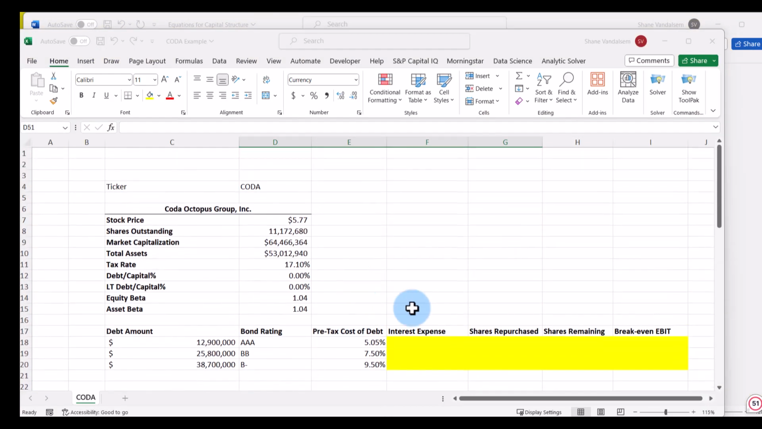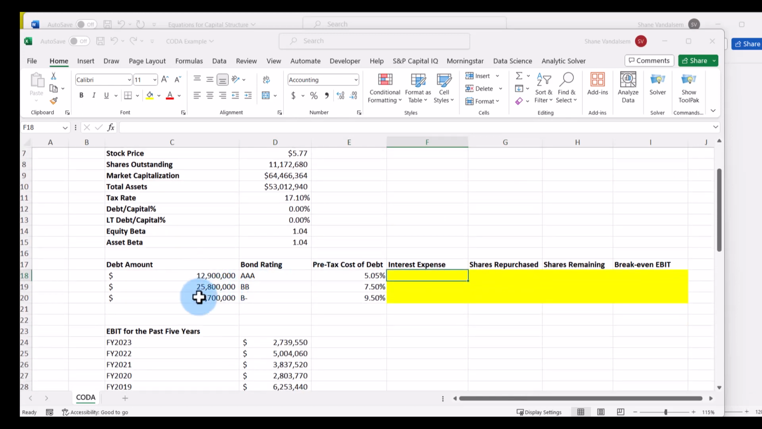and we'll start with the interest expense calculation. So what we have here is different levels of debt, and what we're assuming is that the firm will take the proceeds of this debt and use it to repurchase stock. And so at each level of debt, we have a cost of debt for the firm. As you can see, it increases as we take on more debt because the default risk increases as the firm takes on more and more debt.